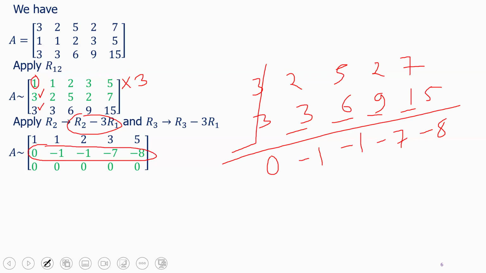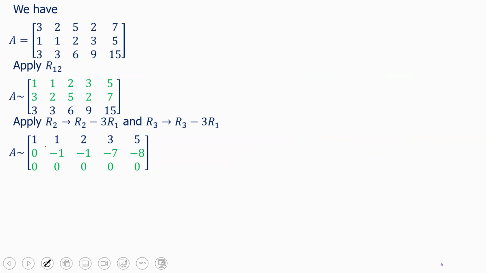After that, let us apply the operation R3 minus 3R1. So we have the third row 3, 3, 6, 9, 15. Now we have to multiply the first row by 3.